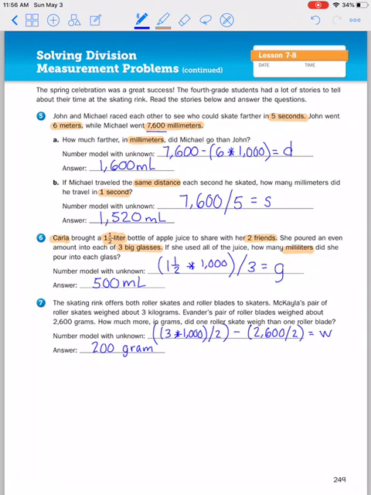All right, guys, remember, I know word problems are really tough, but the more you practice and the more you break it down into smaller steps, the easier it is going to be to solve.